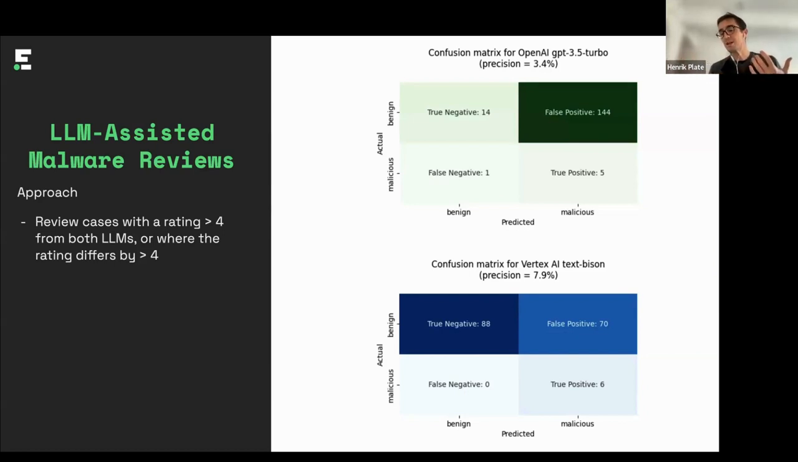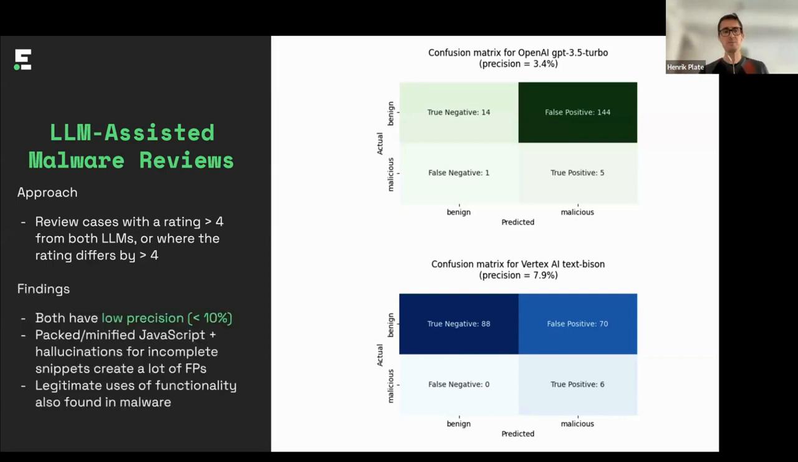So you can see that they succeed at times to identify a snippet as a true positive. So this is the lower right corner of the confusion matrices. But in many, many cases, they actually got it wrong and wrongly marked something as malicious, even though that was not actually the case. So both have low precision.